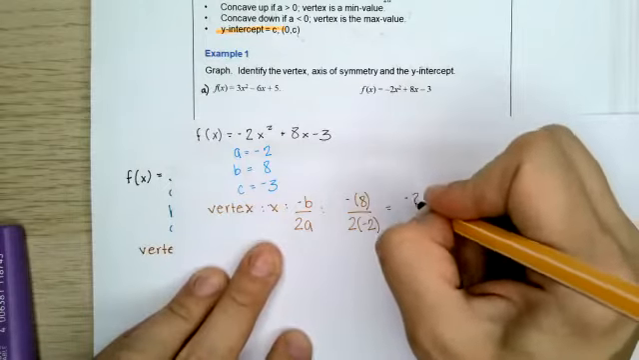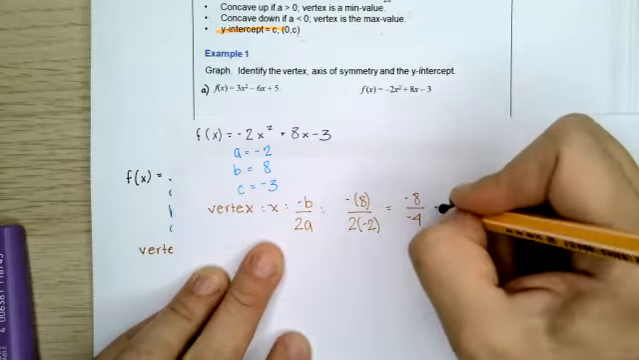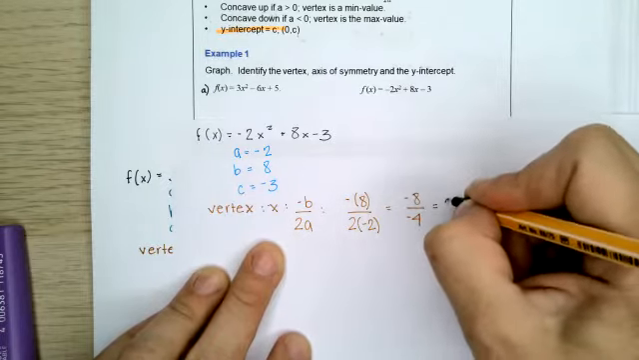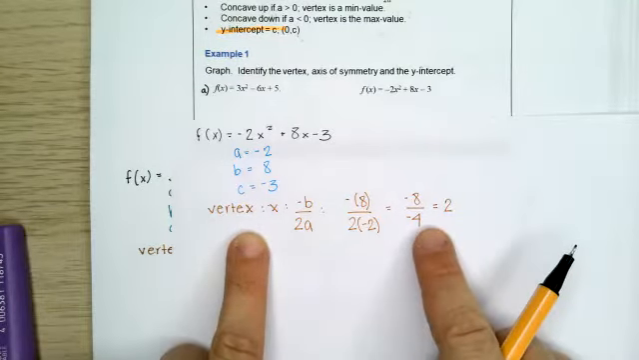Negative 8 is just negative 8. 2 times a negative 2 is a negative 4. 8 divided by 4 is 2. Negative divided by negative is a positive. So the x value of my vertex is the number 2.